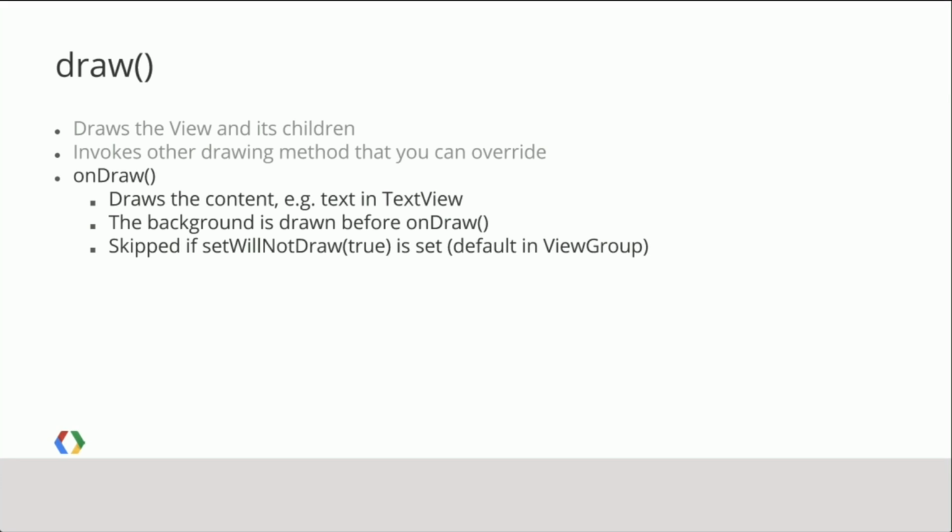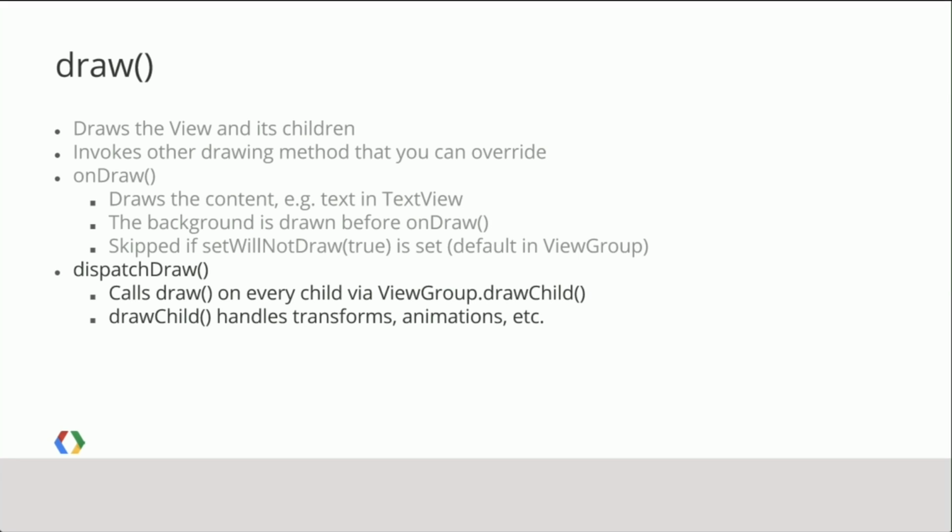View group by default will set that flag. When that flag is set, you promise that you do not want to draw anything. Your children will draw, but you're not going to draw anything. You don't have a background. You don't want to draw anything on top of your children. So in that case, we're going to skip the onDraw call, and we're going to call directly another method called dispatch draw. And dispatch draw is another pretty complex method, but you can override it. That's responsible for drawing the children.